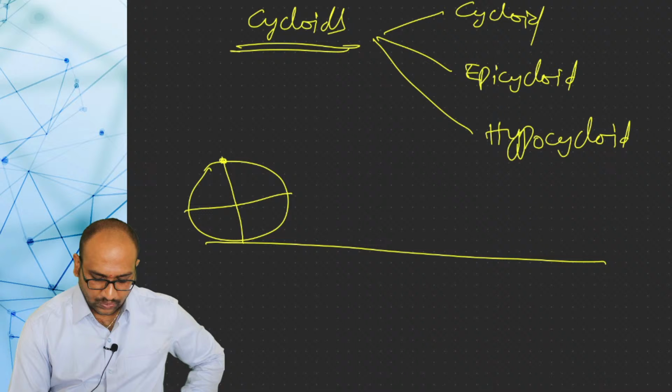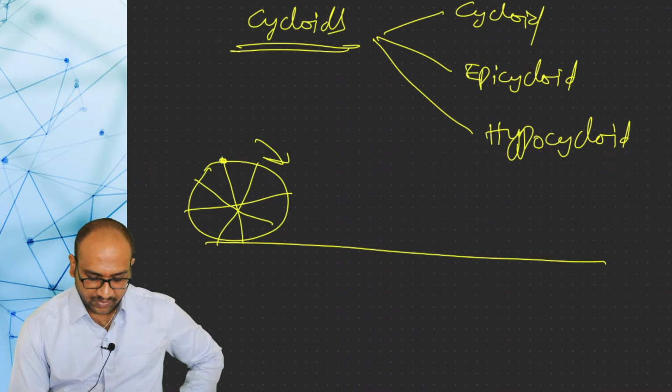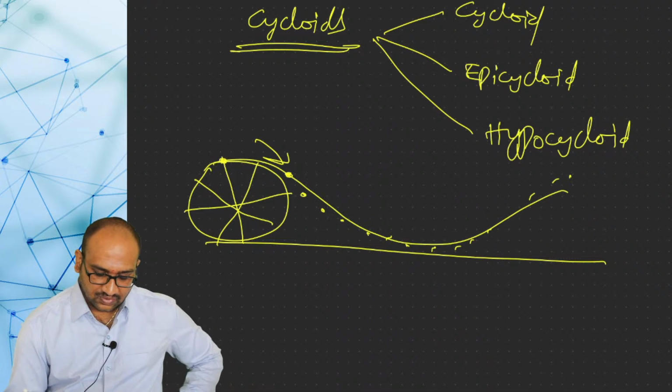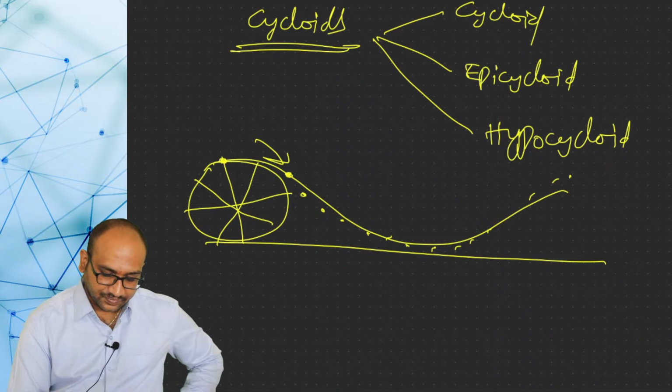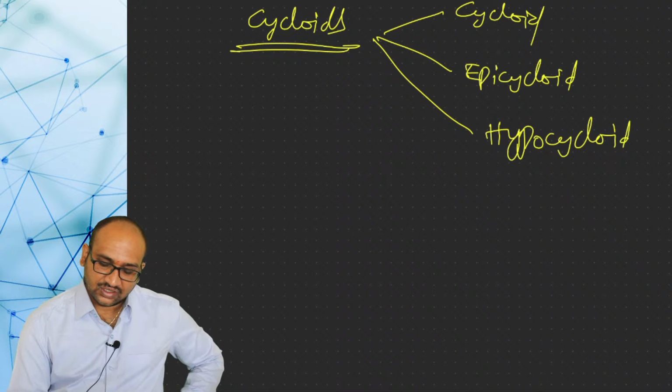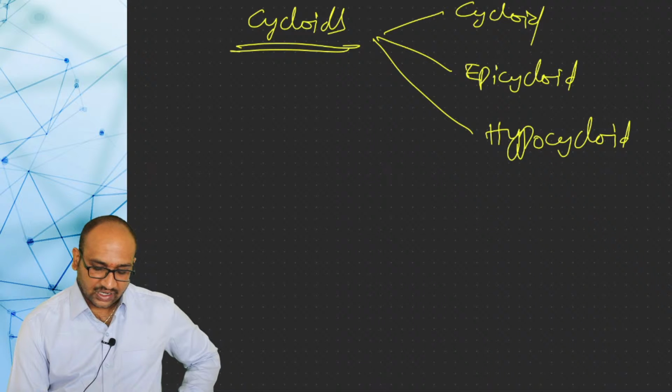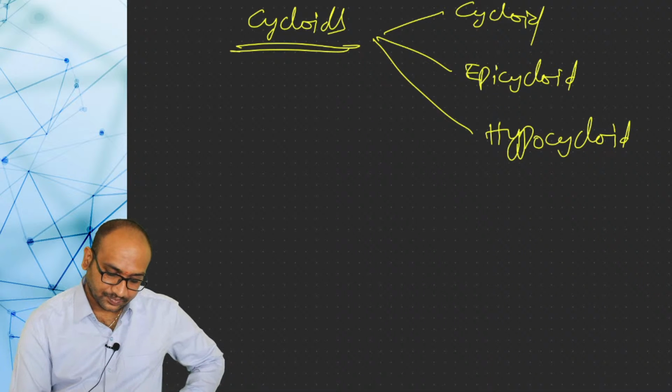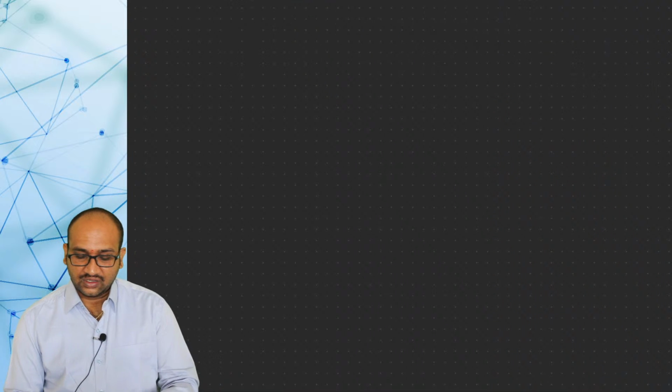When a circle is rolling on a plane surface for one revolution without any slipping, the locus of all the points gives the cycloid. This point is continuously changing, and the locus of all points gives the cycloid curve. This is known as the cycloid. Similarly, epicycloid means when a circle is rolling on another circle on the outside, such a curve is known as an epicycloid. And coming to the hypocycloid, when the circle is rolling inside another circle, that curve is known as a hypocycloid. This is the definition of cycloidal curves.